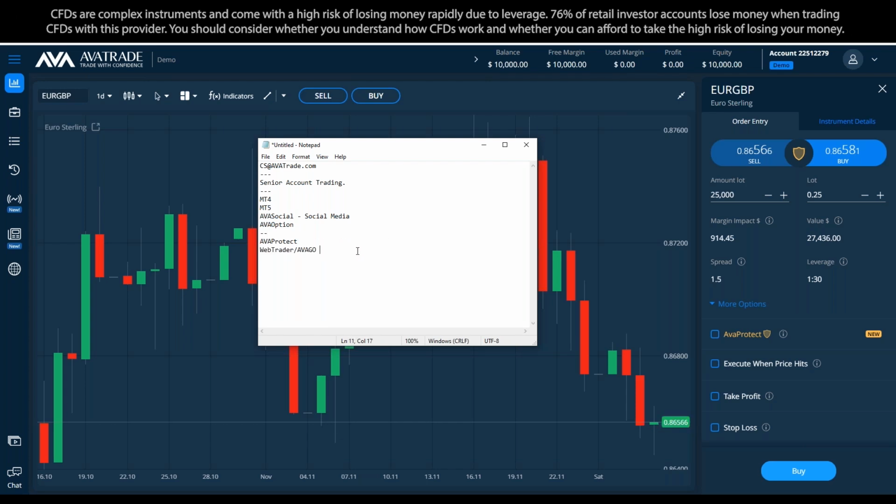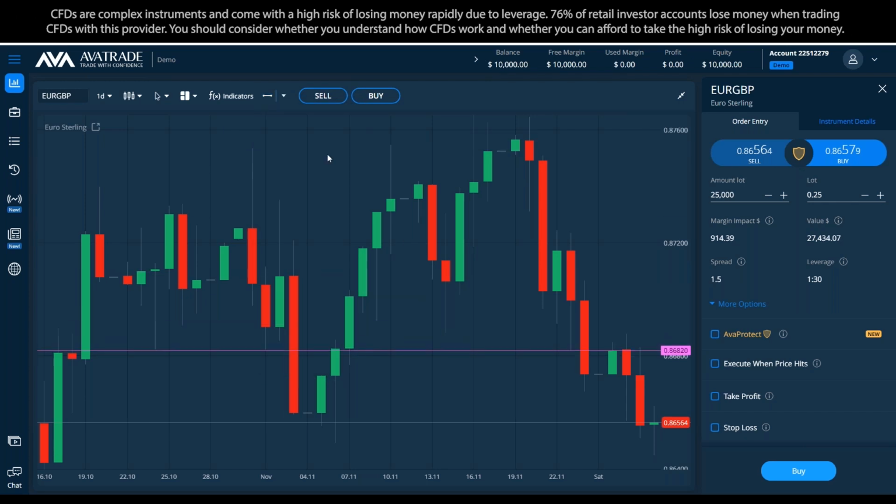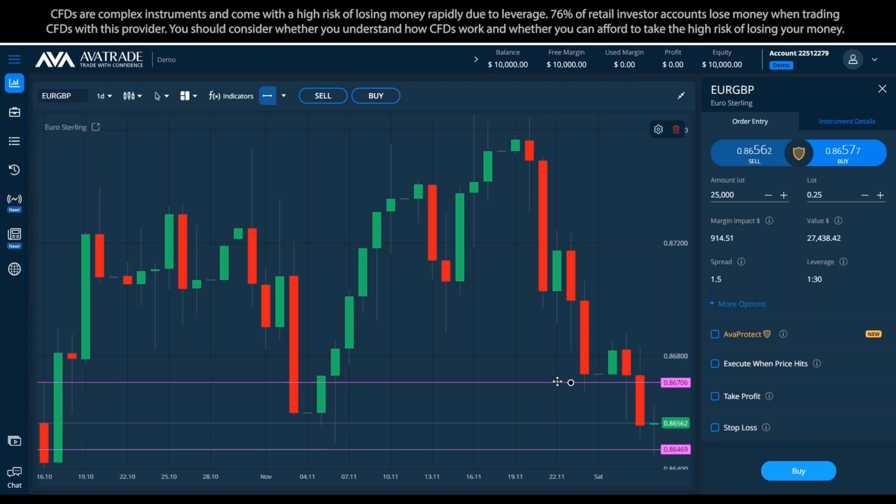Now, if I'm looking at Ava Protect, the way that it works is very simple. It lets you protect the position up to a certain time frame. Protect meaning, if you remember that I spoke about, if I take a buy, I plan it to go higher. If I take a sell, I plan it to go lower, right? Very, very simple.